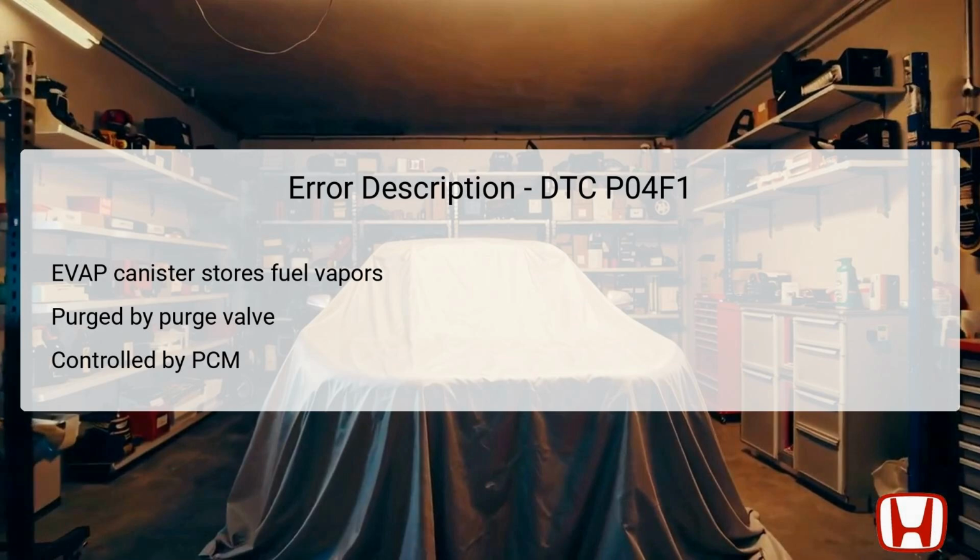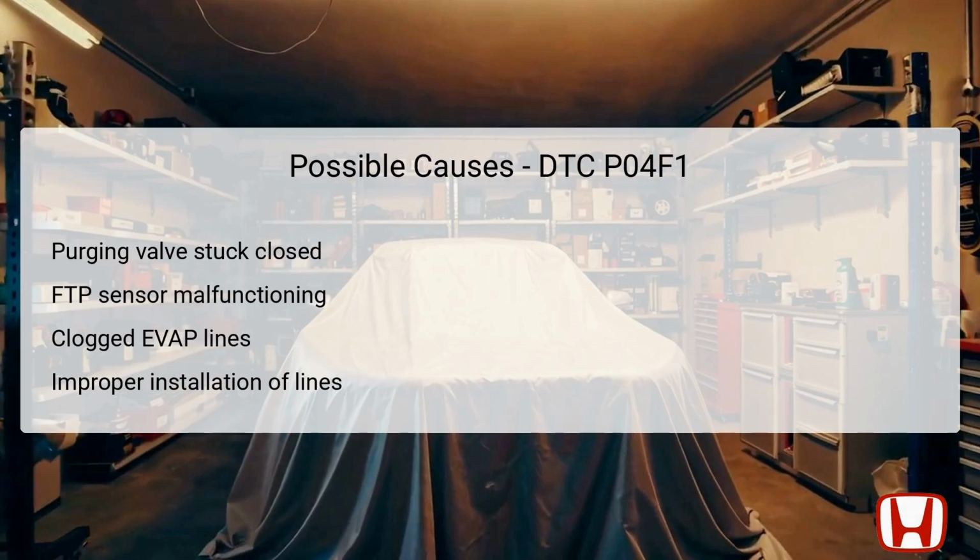When the PCM detects a low purge flow rate, it sets the DTC P04F1. This indicates that there is insufficient purge flow to meet specifications, indicating an issue with the purge valve or the associated sensors. There are several potential causes for DTC P04F1 that mechanics should consider.